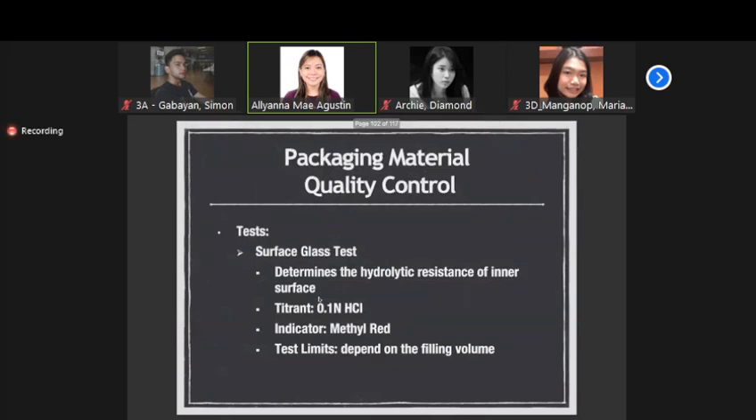Okay, then we have the surface glass test. Surface glass is tested for type 1 and type 2, the hydrolytic resistance of the inner surface. Here, we use your HCl, and the test limit depends on the filling volume. So it is still titration, but you use HCl, not sulfuric acid.